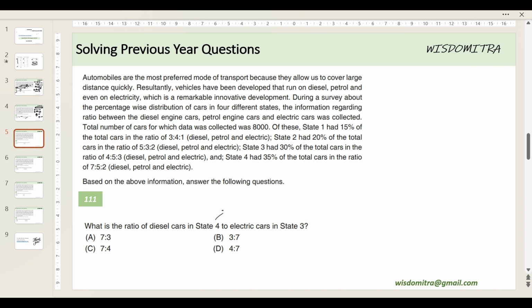State 4, 2800. Now we remember, right? What's the ratio of diesel cars in state 4 to electric cars in state 3? State 3, 2400, right? So, electric cars in state 3, diesel cars in state 4. Pretty easy, right? State 4 is supposed to be taken first, right? So, diesel 7, 7 upon 14 of 2800.